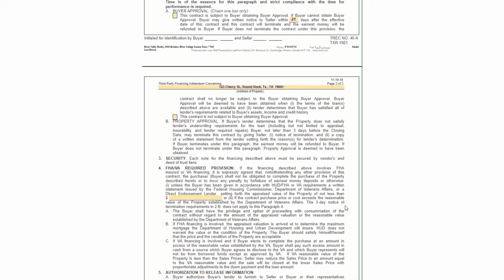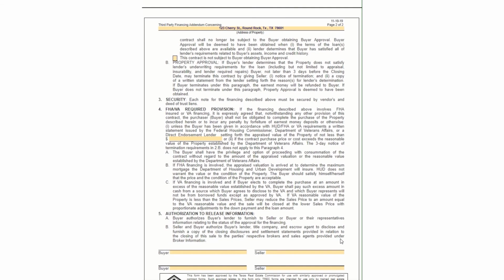And then paragraph 3, security. This just specifies that each note for the financing described has to have a vendor's lien and a deed of trust. And this is how we do it in Texas. We're title theory. We won't get into that today, maybe another video, but it will require that the note be secured by a vendor's lien and a deed of trust. And then 4, FHA, VA required provision.